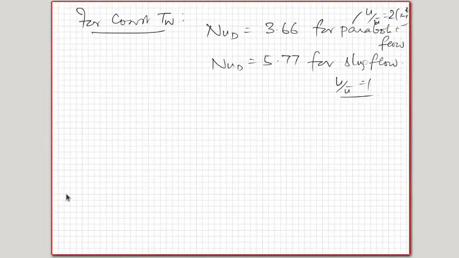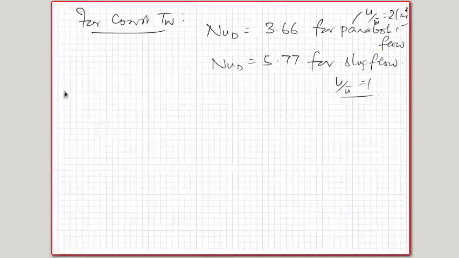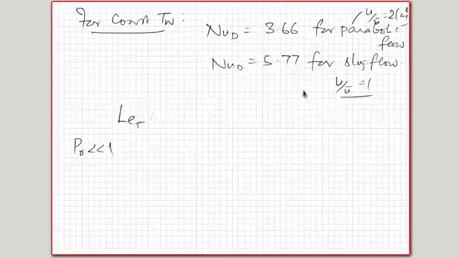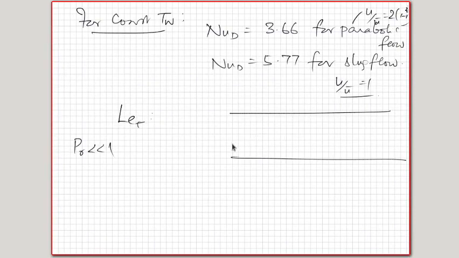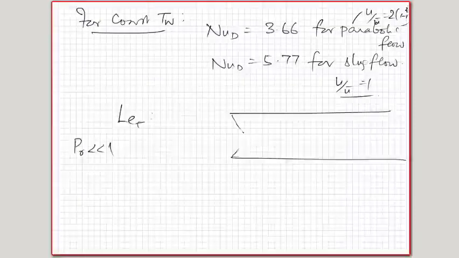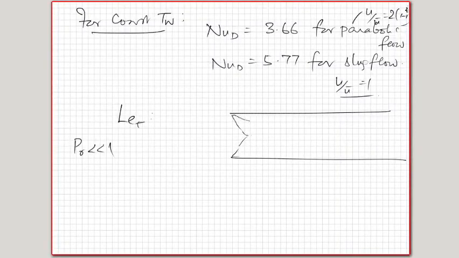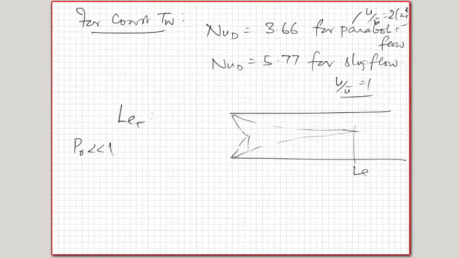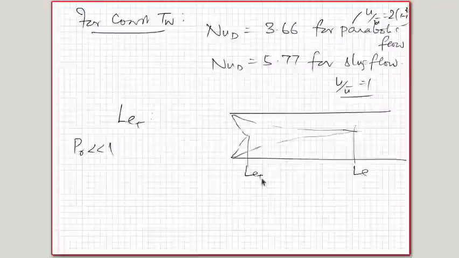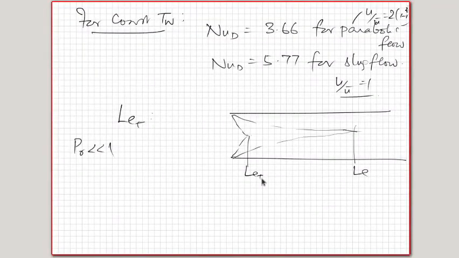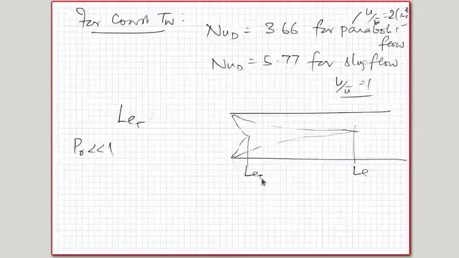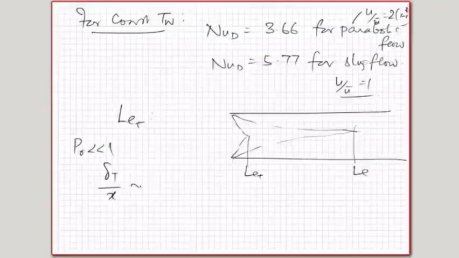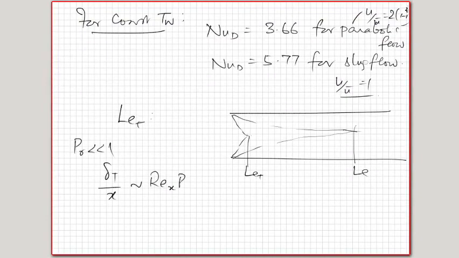So I'll close this topic here just to give you an expression for L_ET. How do I evaluate L_ET? When Prandtl number is much less than 1, if I have a pipe like this, the thermal boundary layer is much thicker, so the entry length for the temperature would be much smaller as compared to the entry length for velocity. So the velocity entry length will be L_E and this will be L_ET. We can find that this L_ET expression can be obtained using the low Prandtl number boundary layer result of delta_T by x is of the order of (Re_x Pr) to the power of minus half.